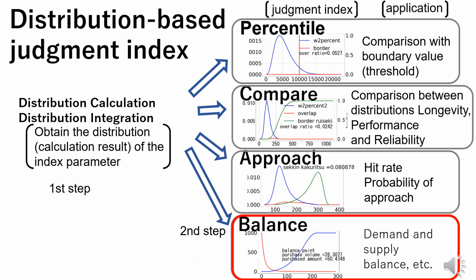The above judgment indices have traditionally been discussed in terms of images, but by using them in combination with distribution calculations, they can be used as part of a rigorous model. Below, I will explain each of the judgment indices in more detail.